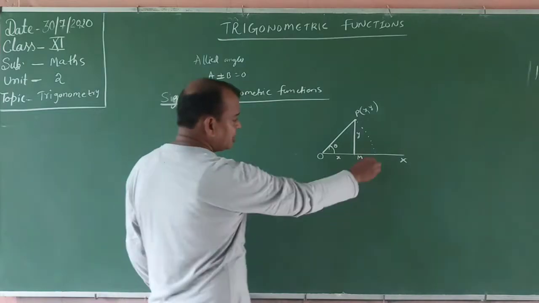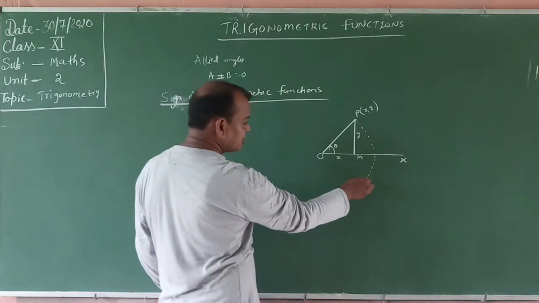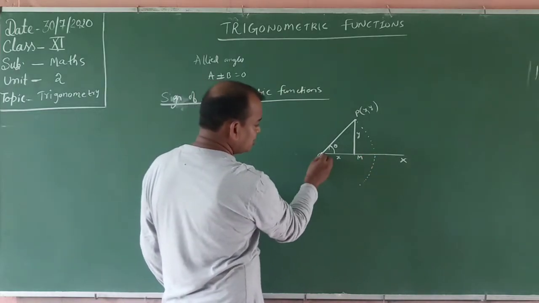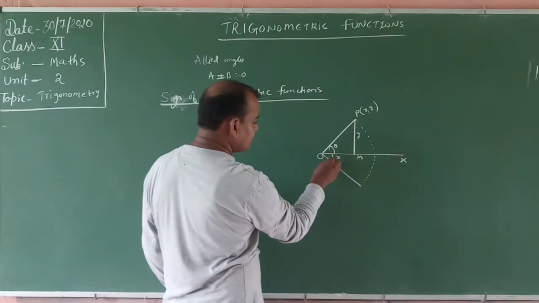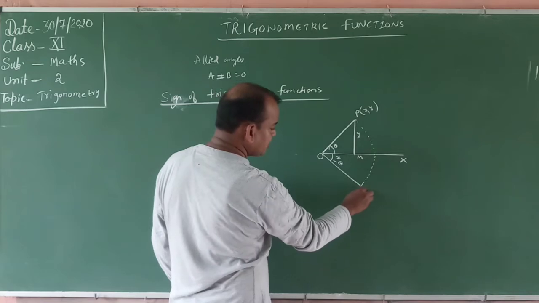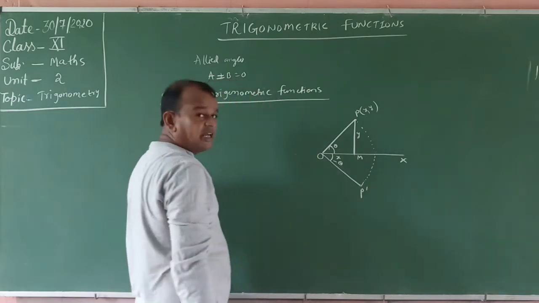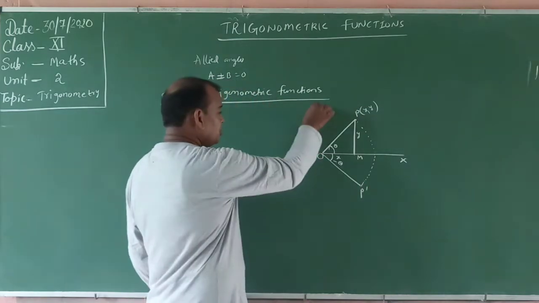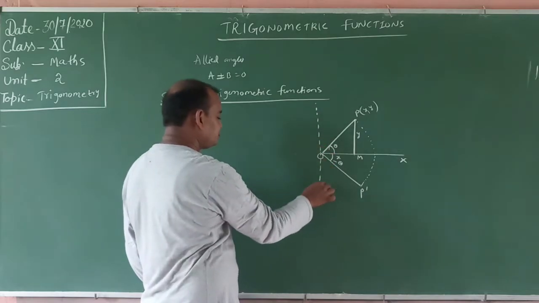Now rotate in the clockwise direction. What is the angle of this one? Minus theta. Suppose this point is P dash. What about P dash? Observe that we will take the circular path.